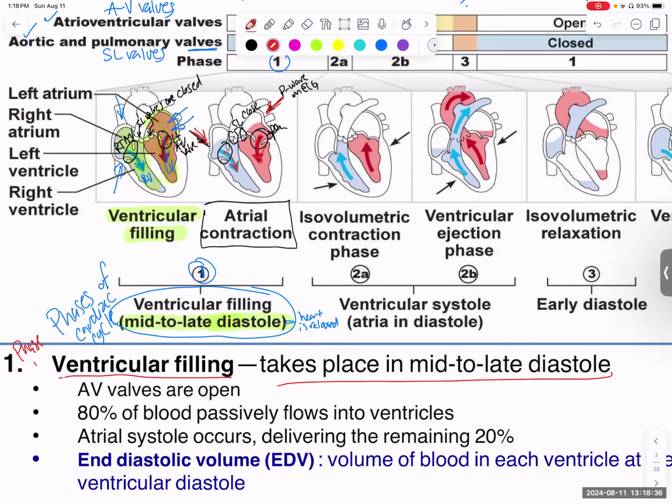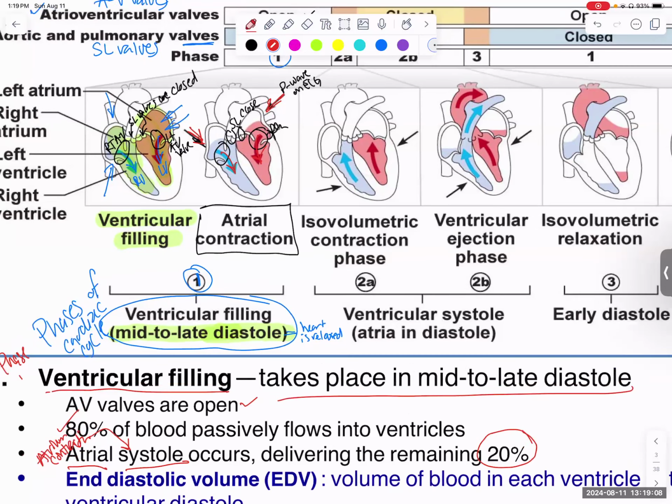It takes place in mid to late diastole. AV valves open, semilunar valves closed. 80% of the blood is flowing passively, but when the atria contract, or atrial systole, which is contraction, it's going to push 20 more percent blood into the ventricle.